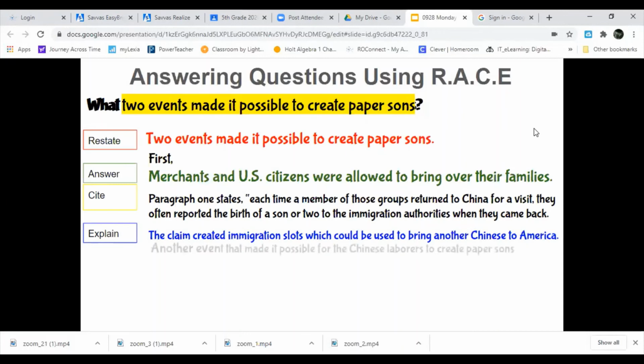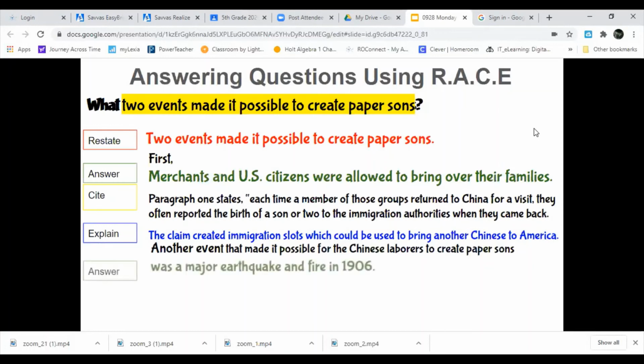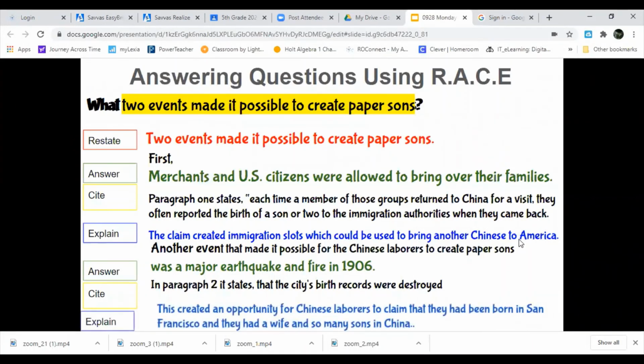The second event that made it possible for the Chinese laborers to create paper suns was a major earthquake and fire in 1906. When I go to the text, I see that in paragraph 2, it states that the city's birth records were destroyed. This shows how the opportunity was created for Chinese laborers to claim that they had been born in San Francisco and that they had a wife and so many sons in China.